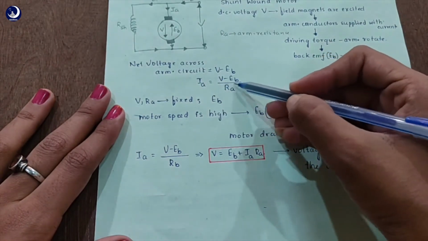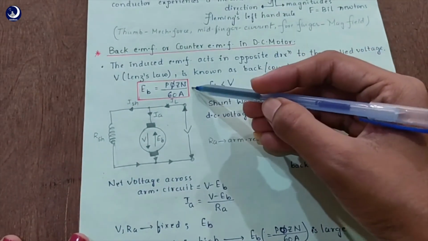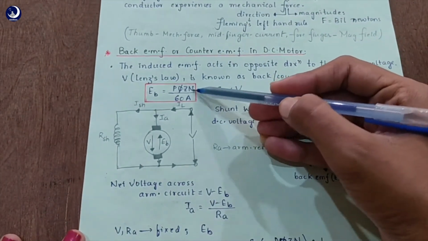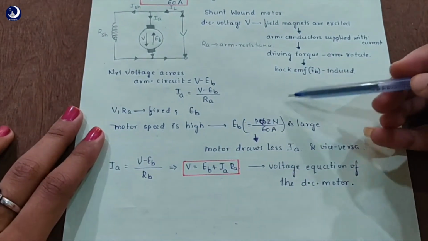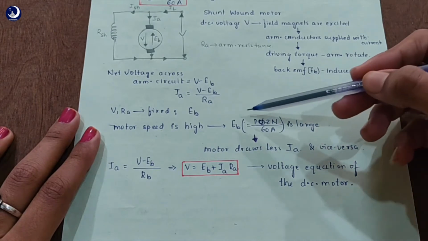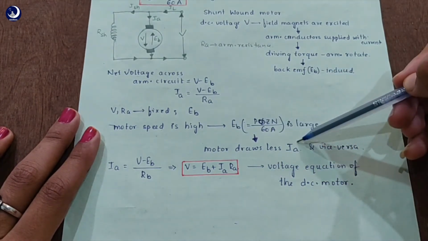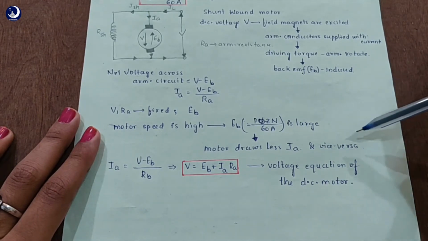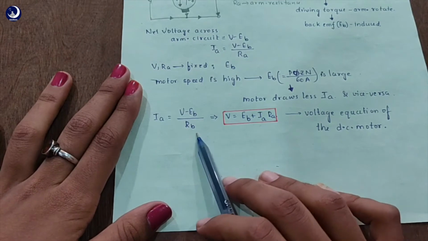So this back EMF determines the armature current. If you see here, EB is proportional to speed N. If the motor speed is high, then the back EMF is large, right? So if the back EMF is large, the motor draws less armature current and vice versa. Okay, and so IA equals (V minus EB) by RA.